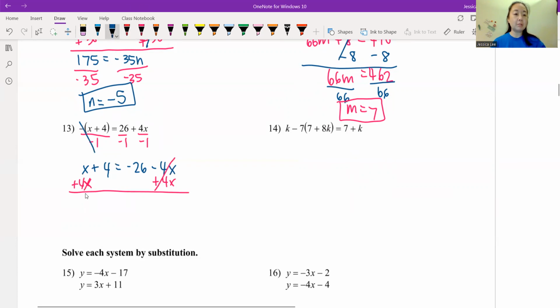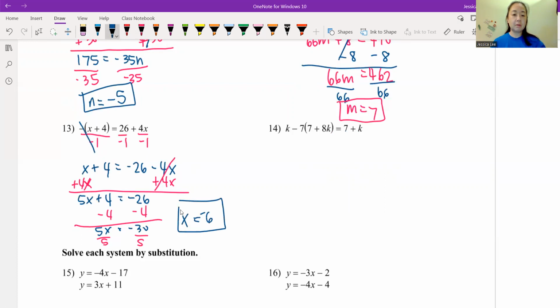And then we're going to rewrite it. So this is going to be 5x plus 4 is equal to -26. And now it's a two-step equation, right? So again, subtract 4 on both sides, and you're going to get 5x is equal to -30. Then divide by 5. What do we get? x is equal to -6. Bam, just like that.